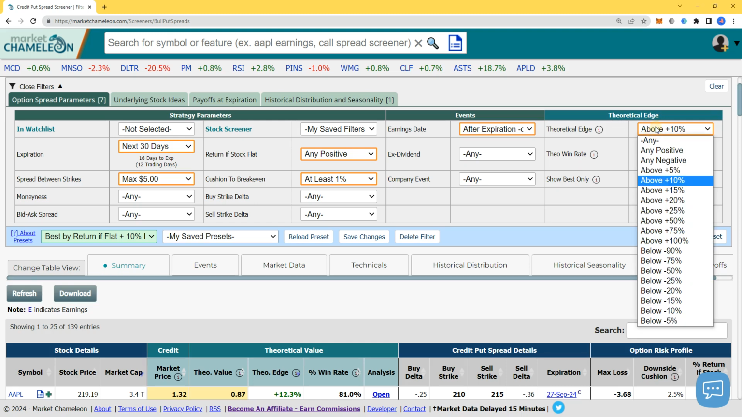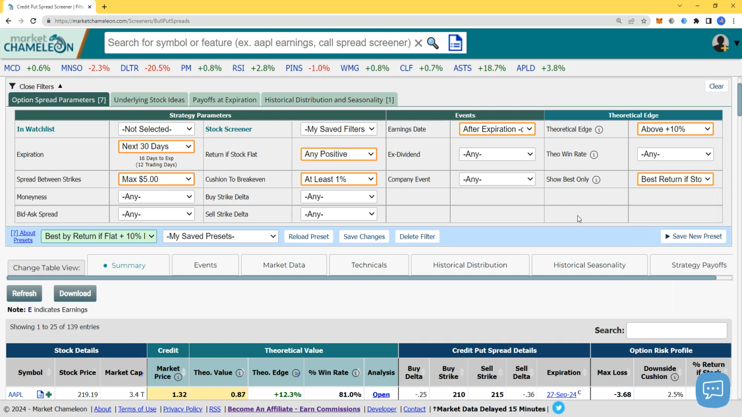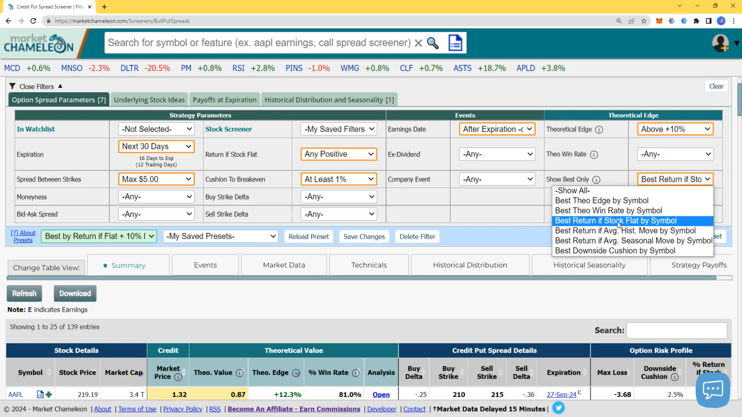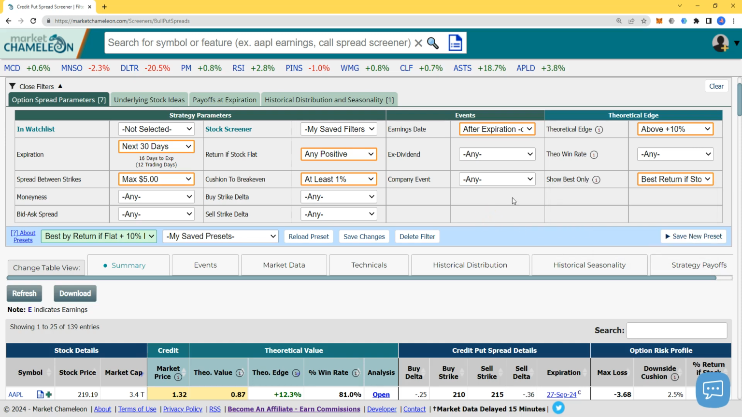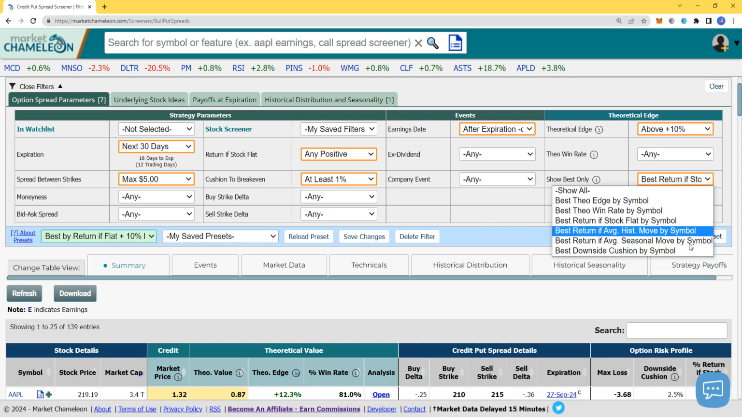Theoretical edge above 10%. Again, the higher the edge, the more income you are generating compared to the price that it should have been based on history. And here, best return if stock is flat, return if stock is flat by symbol. Okay, this is good. This is actually, I like this. I like the edge, I like the win.